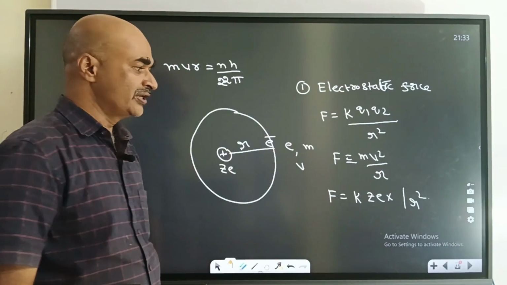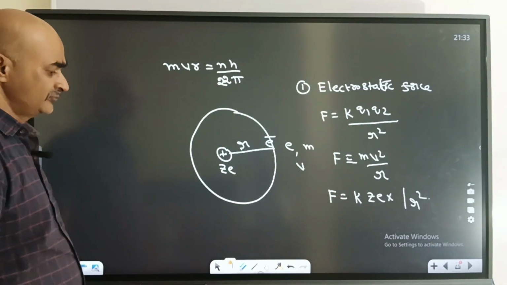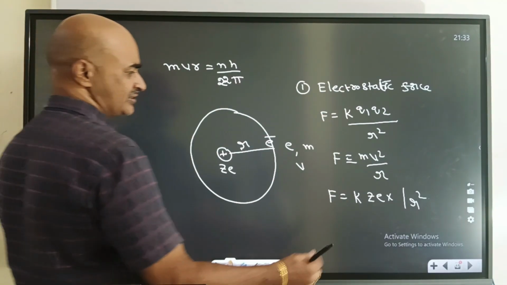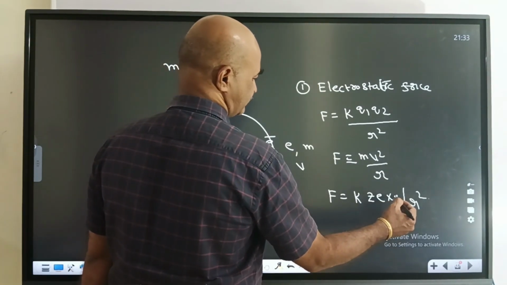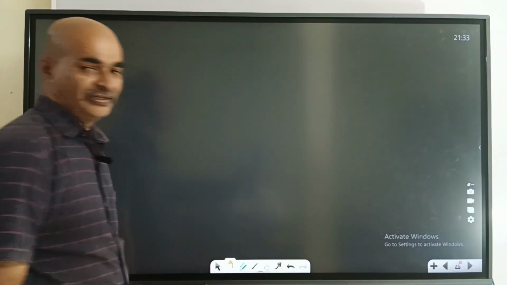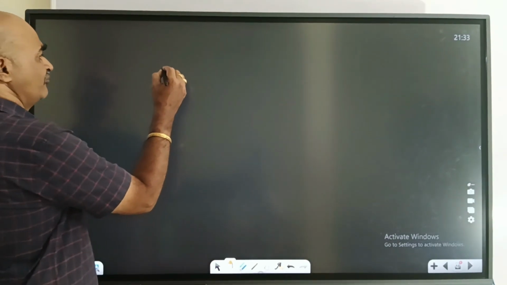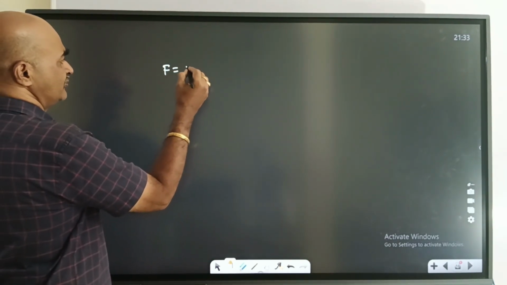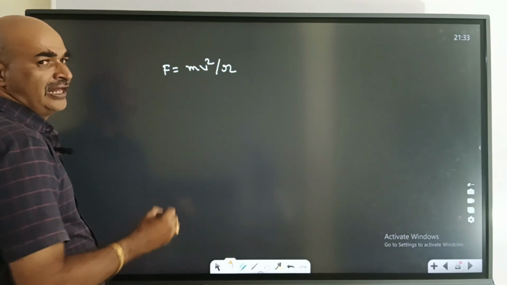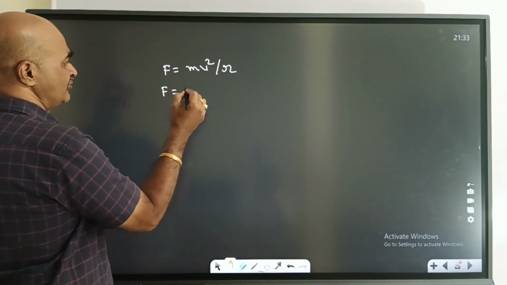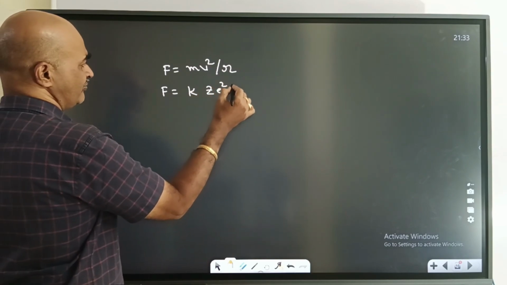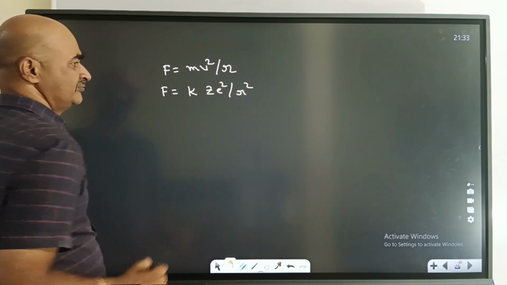So you have two types of forces. One is centrifugal force and the second one is centripetal force. Centrifugal force F is equal to mv square divided by r. Electrostatic force F is equal to K Ze square divided by r square.